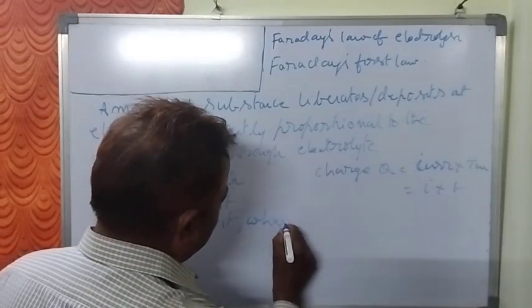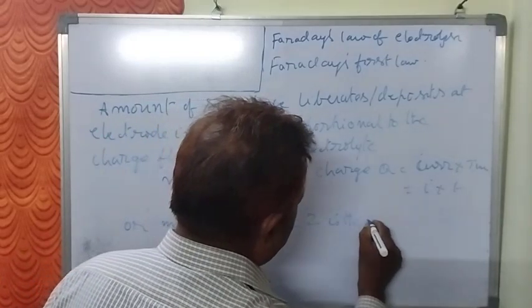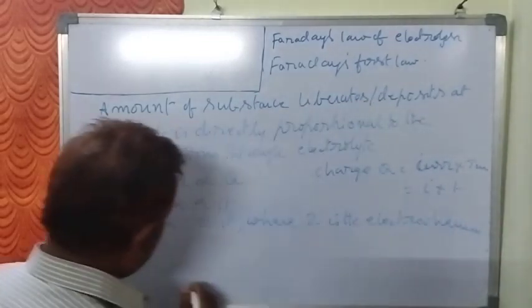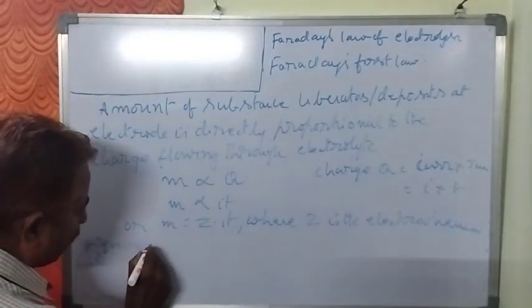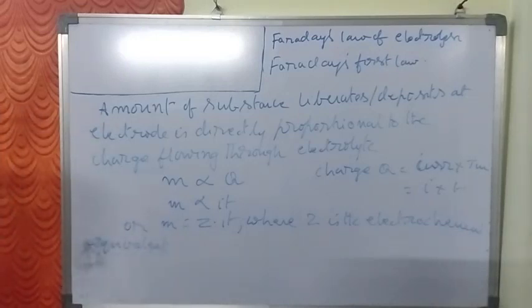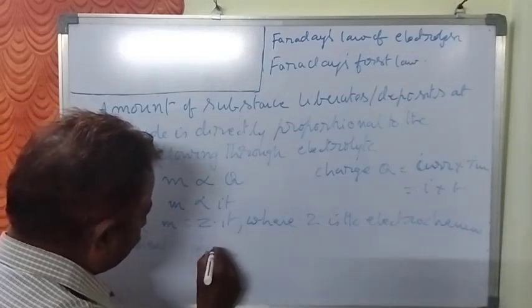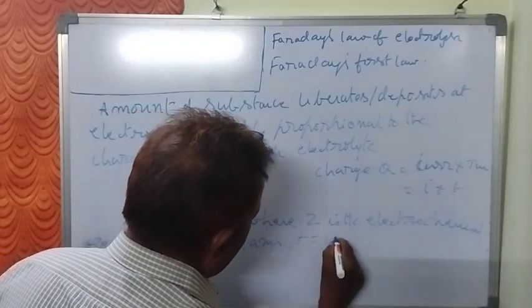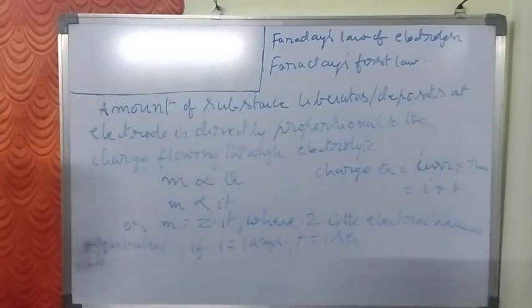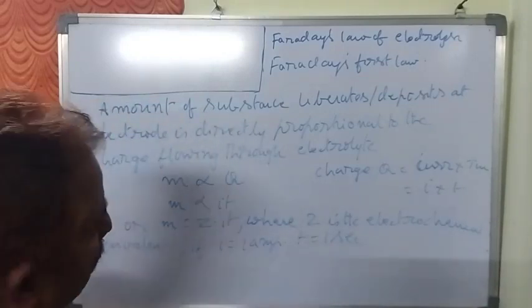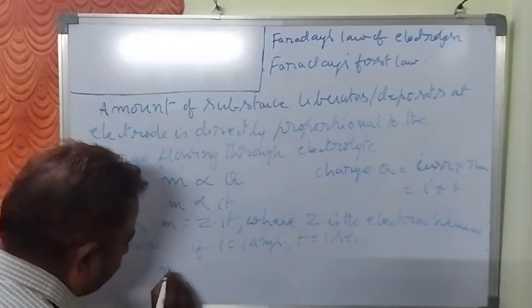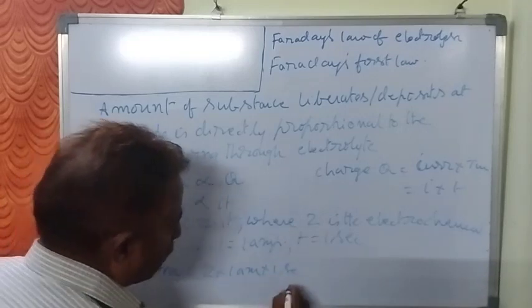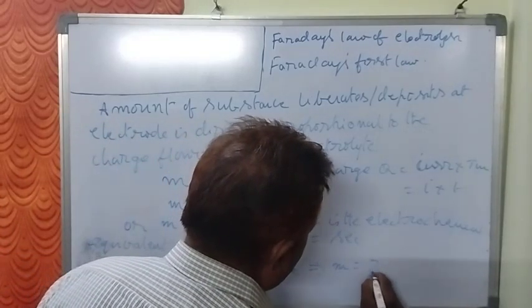Where Z is the electrochemical equivalent. Then how do we define the Z? If I equals 1 ampere and T equals 1 second, 1 ampere into 1 second is nothing but 1 coulomb. Therefore, M equals Z into 1 ampere into 1 second. This is nothing but M equals Z.